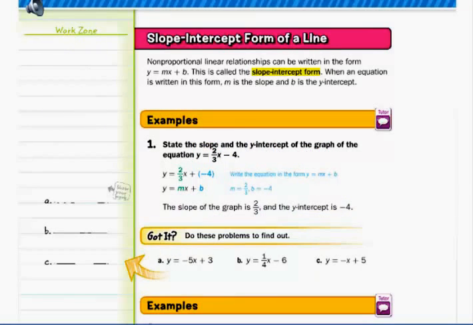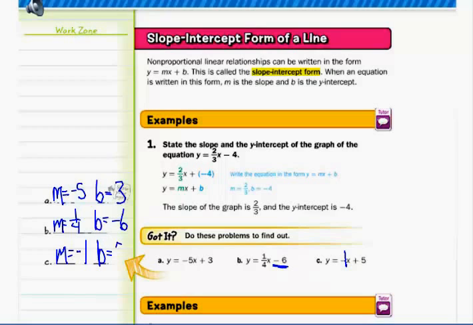All right, back with me. This first one, y equals negative 5x plus 3. I would say that the slope is negative 5, y-intercept 3. B, slope 1/4, y-intercept negative 6. Make sure you are taking that negative with it. On C, anytime you don't see a number in front of a letter, remember you assume that it's a 1. So the slope is negative 1, and the y-intercept is a positive 5. Once they are in slope-intercept form, it's pretty easy to pick out which are which.